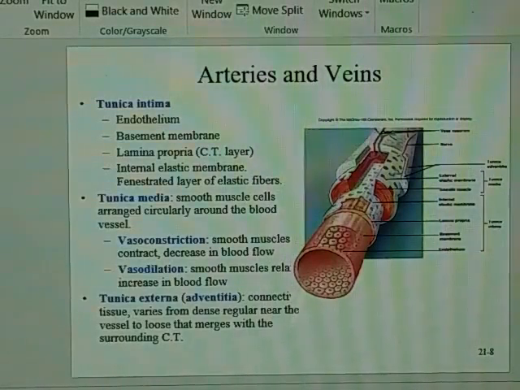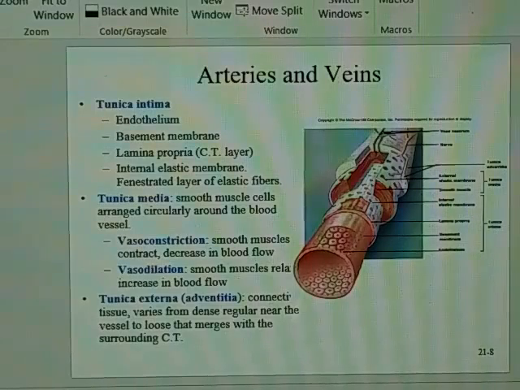Now, as we move into the structure of these arteries and veins that we have, what we're going to find is that the arteries and the veins are going to have tunics. They're going to have 3 tunics. We'll have a tunica intima, tunica media, tunica externa. Think of outside, middle, inside for these tunics.